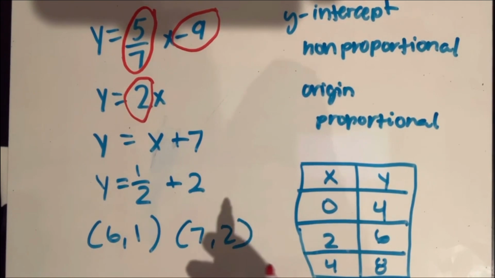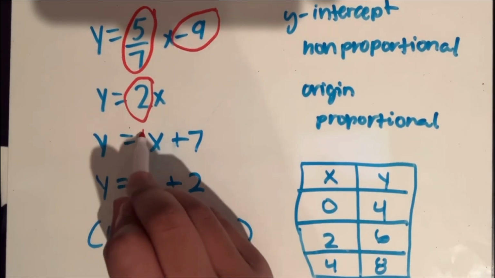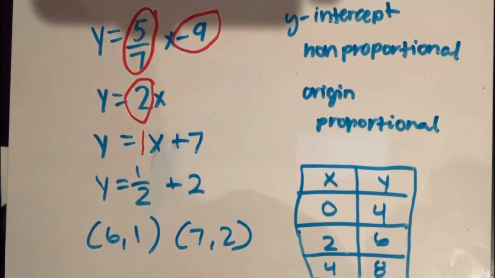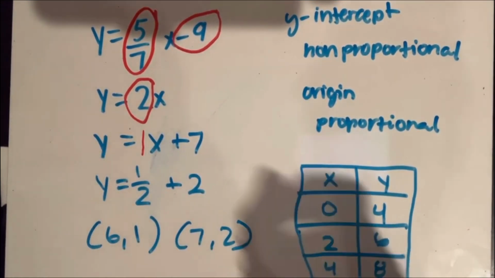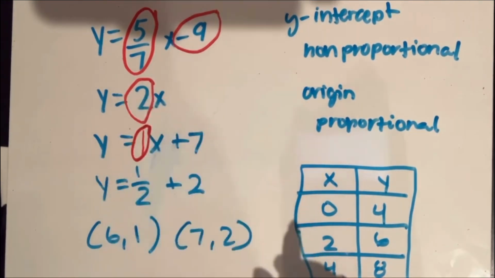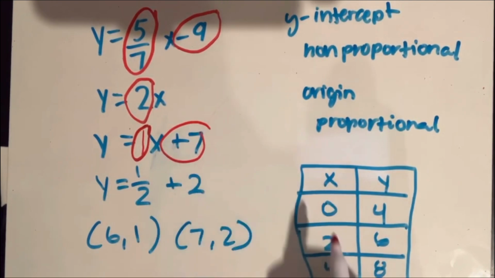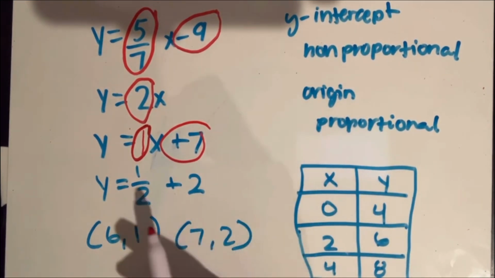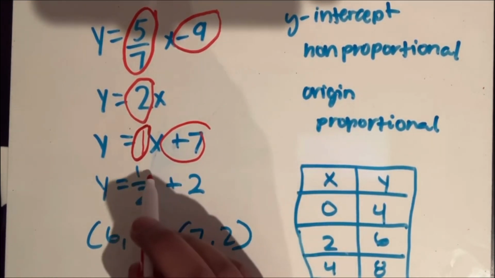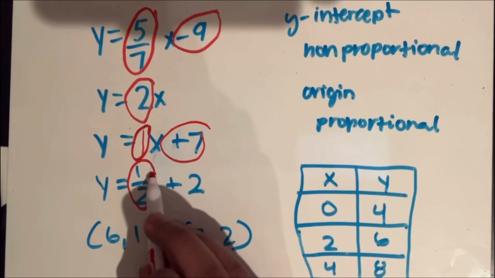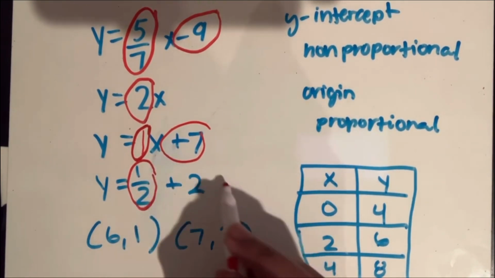What is the slope in y equals x plus 7? Remember, when you're dealing with y equals x, remember there's always the invisible 1 in front of the x. So the slope is 1 or 1/1. And the y-intercept is 7. So this would be non-proportional. And y equals 1/2 x plus 2. The slope is 1/2. And the y-intercept would be 2.